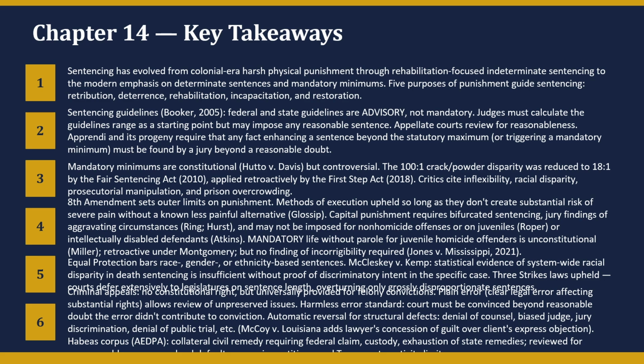Sixth, criminal appeals are universally provided for felonies, though not constitutionally required. The plain error, harmless error, and automatic reversal standards govern review of trial errors. Habeas corpus under the AEDPA provides a collateral civil remedy with strict requirements: federal claim, custody, exhaustion, finality, and is limited by procedural default, successive petition restrictions, and Teague's retroactivity doctrine, which Edwards v. Vannoy in 2021 stripped of its watershed exemption entirely.